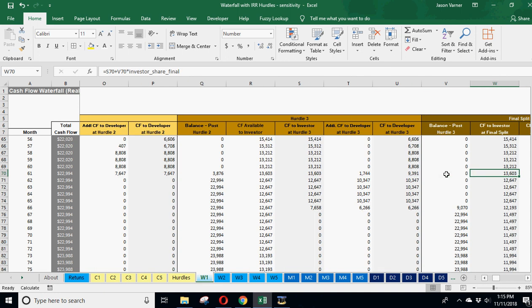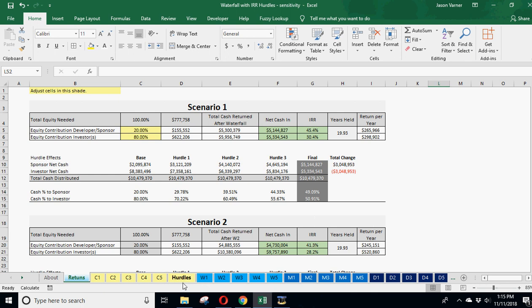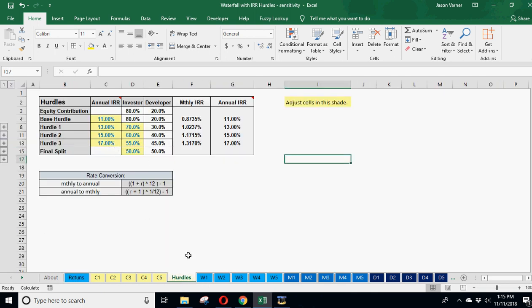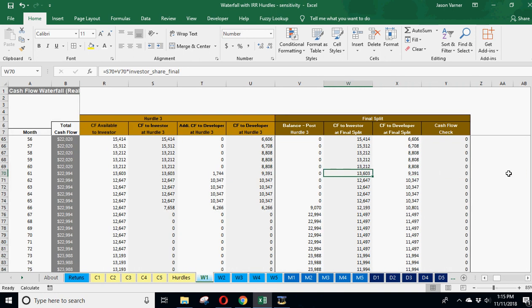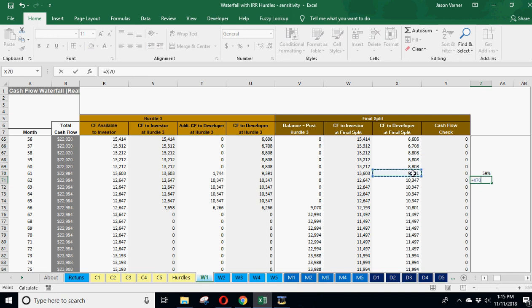And then there's nothing remaining beyond that hurdle, which is saying there's nothing past 17%. So it just goes to right here directly, and it's not split 50-50. It's still at, you can see here, if we divide this by the cash flow that was available, it's not directly 60-40. It's going to be some combination of the hurdle rate return.